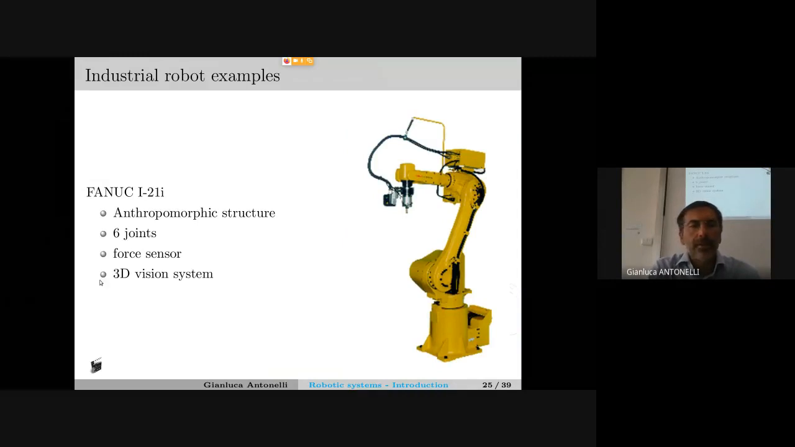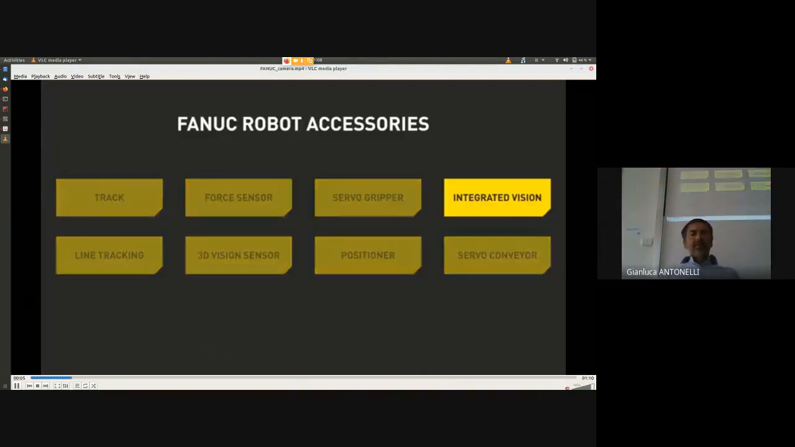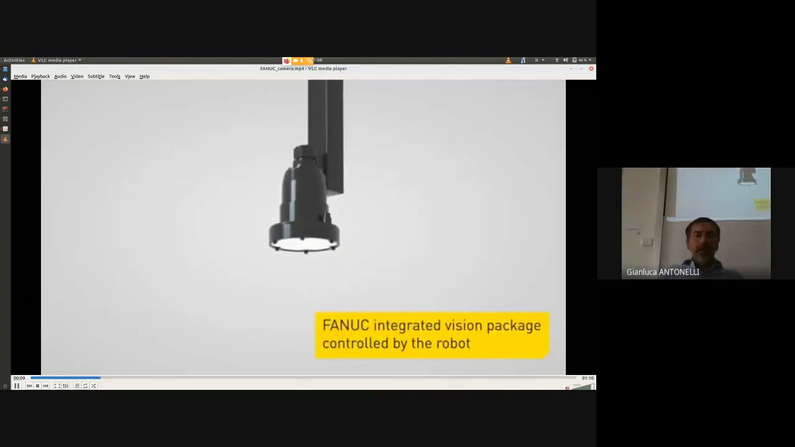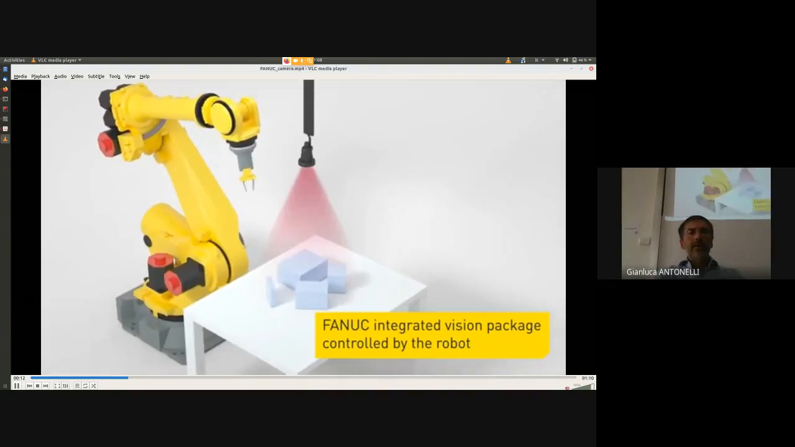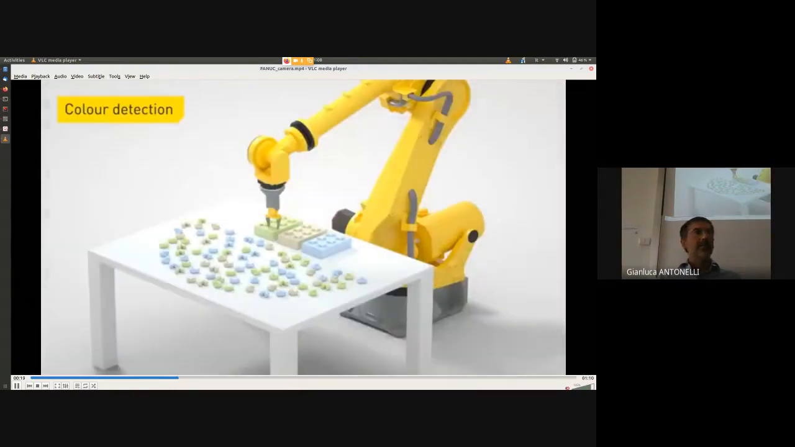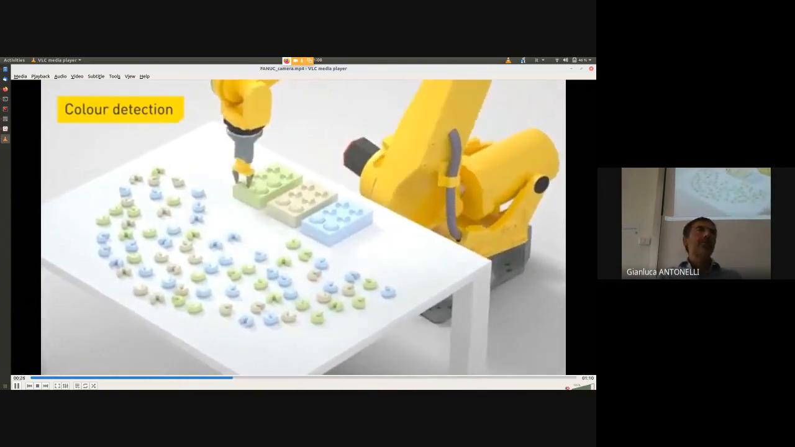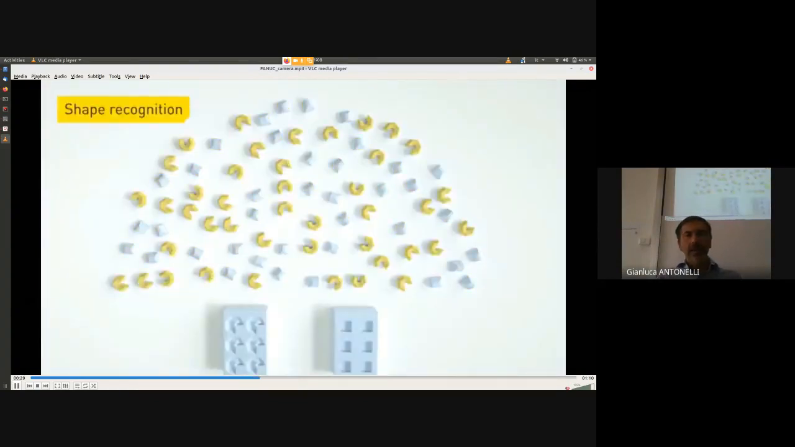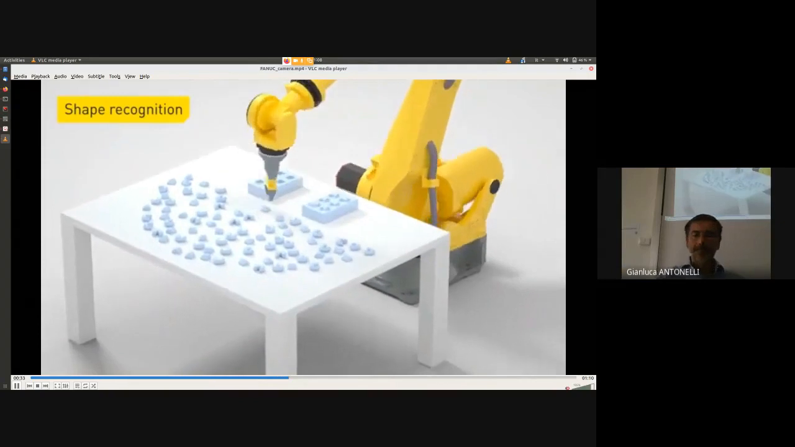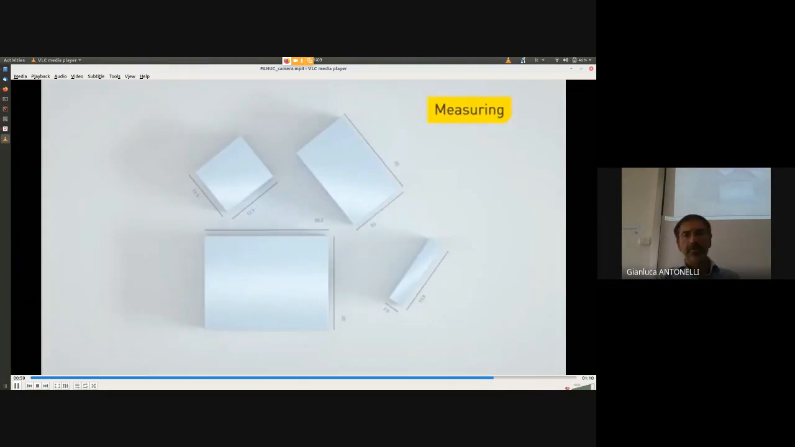This is a robot. They integrated two sensors. I wanted to show you this one because this is an example where we do have sensors integrated in the robot. Why? Because we need to know where the end effector is going, and we need to use the end effector for specific tasks. So in this case, they also sell the software package to sort objects, for example. This is a pick and place, okay? Shape recognition, quality check, measuring, you can use a robot to make measurements, okay?